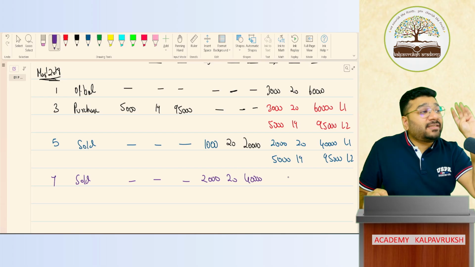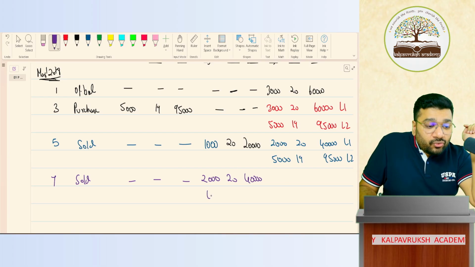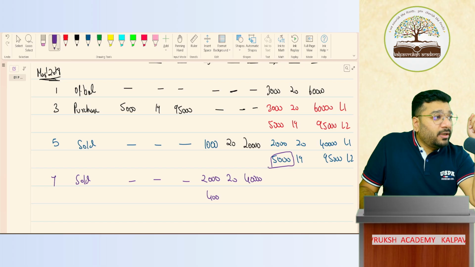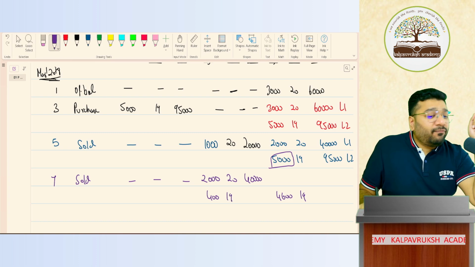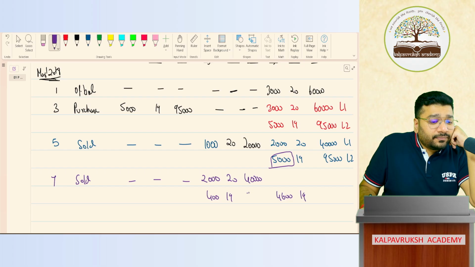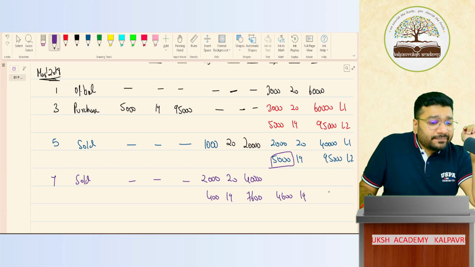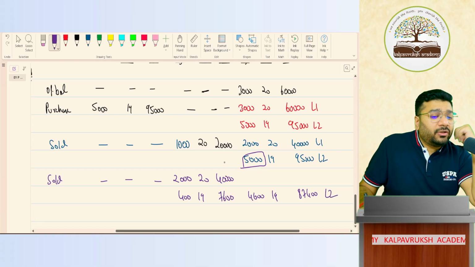But what is the balance of lot 1 now? 0. How much extra do you need? 400 kg. Where will you take it from? Lot 2. So, from 5,000 kg, if you take 400 kg and sold it, what is the balance? 4,600 is the balance. 19. Tell me, people, 400 multiplied by 19 is how much? 7,600. And stock is how much? 4,600 into 19. 87,400. This is the balance of lot 2.